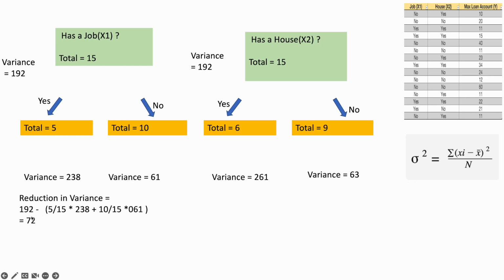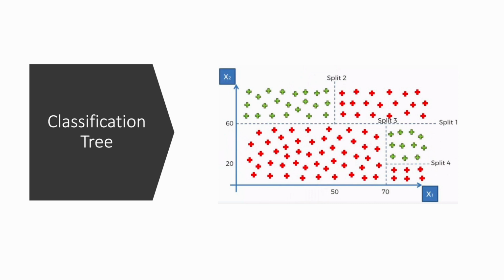So information gain or reduction in variance in case of this particular split, it's 72. In case of this particular split, it's 49.8. Where am I gaining maximum information? Over here. I will go with this particular split and not with this split. This is all how we arrive at the decision tree in a regression setting, right?